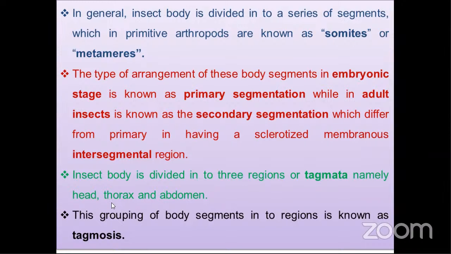Next, the insect body has three regions, or three tagma or tagmata, whatever it may be. Don't confuse these two terminologies. Region is nothing but tagmata. The grouping of these three regions we call tagmosis. Individually we call each a tagma, but the uniting of head, thorax and abdomen we call tagmosis.